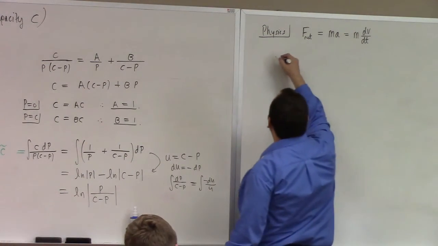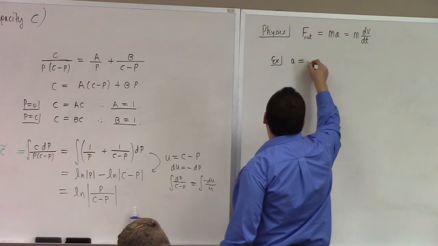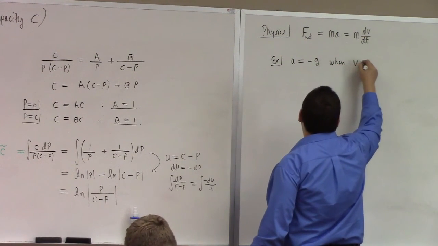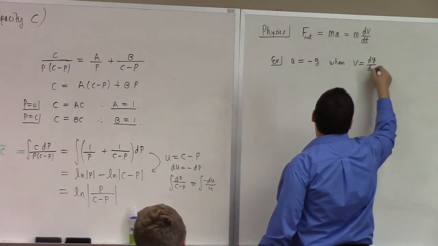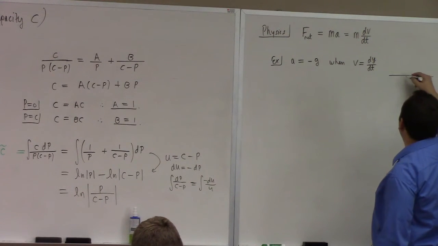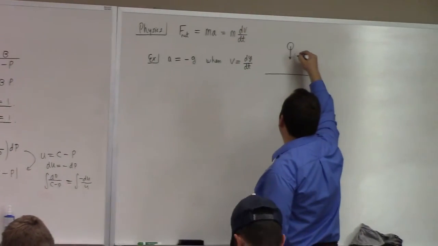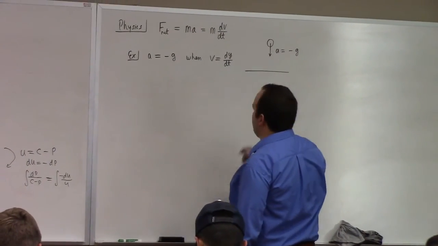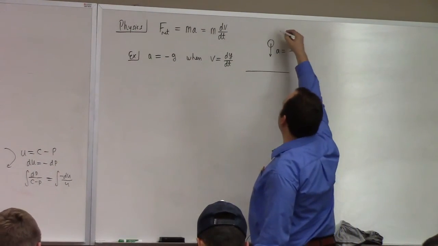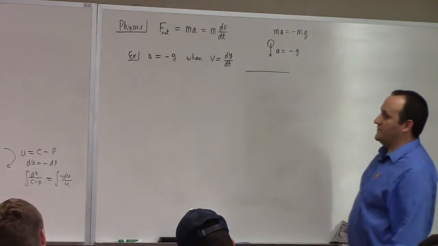So we can look at examples. For example, the acceleration is minus g when v is equal to, let's say, dy/dt. So you know the usual song and dance here. You've got a ball, and it's got an acceleration of minus g from gravity, right? Fine, here's Newton's law: ma is equal to minus mg. You divide by m, that gives you this equation, right?